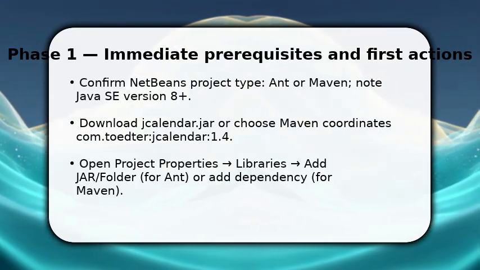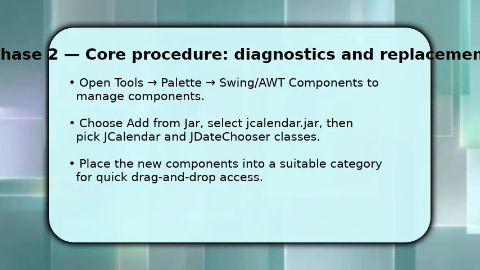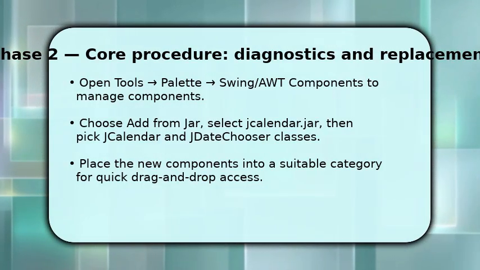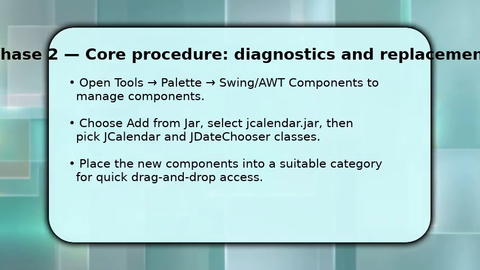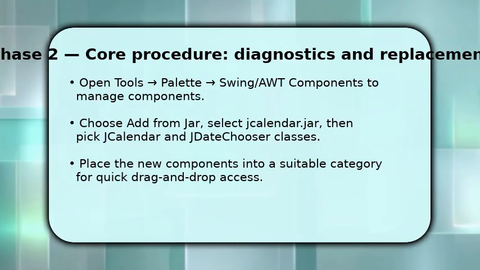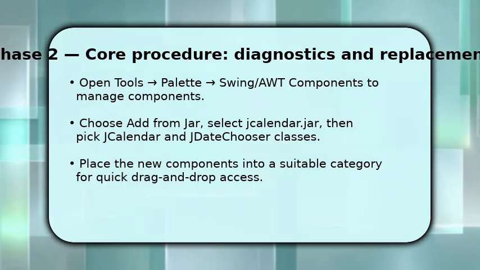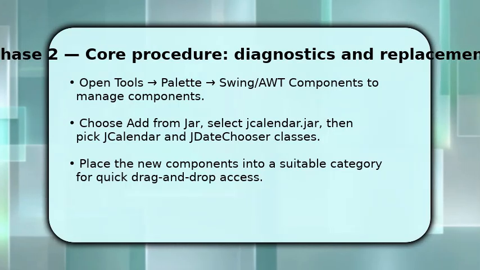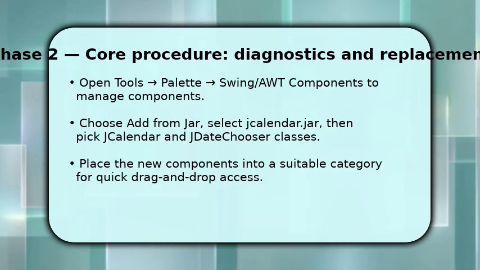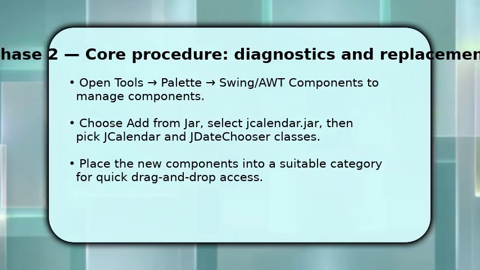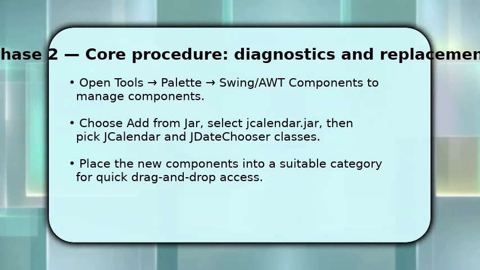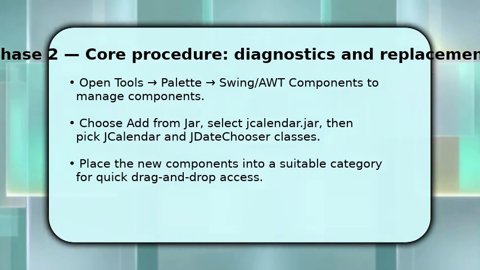Once the jar is in the project classpath, add the visual components to the IDE palette. Go to Tools, Palette, then the Swing/AWT Components category. Choose Add from Jar, point to your JCalendar jar, and check the component classes like JCalendar and JDateChooser, then confirm. Make sure you place them into a logical category so you can quickly drag them into GUI forms. After adding, restart the IDE if the palette doesn't refresh. That ensures the new components appear in the GUI Builder tools.